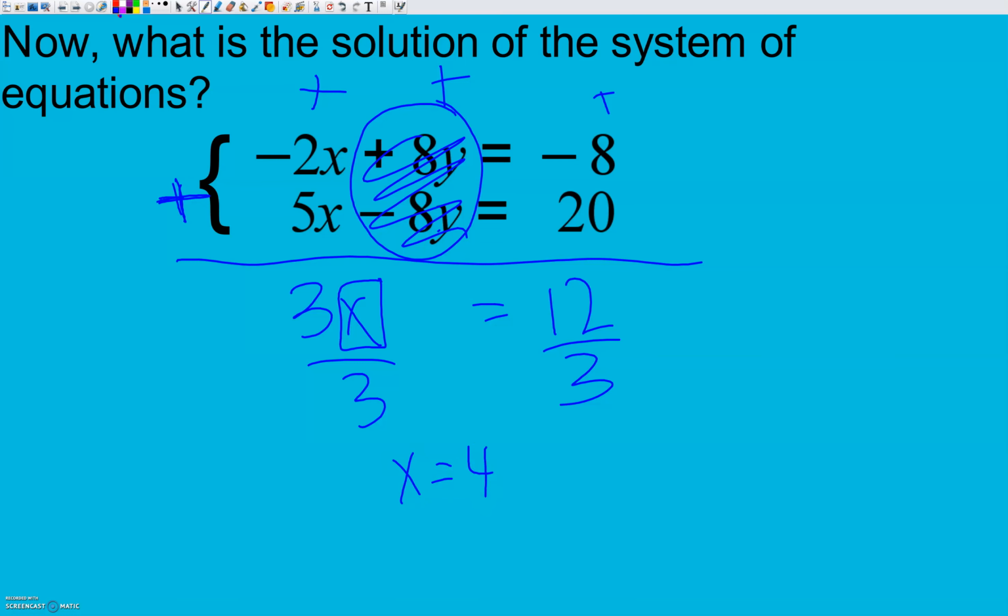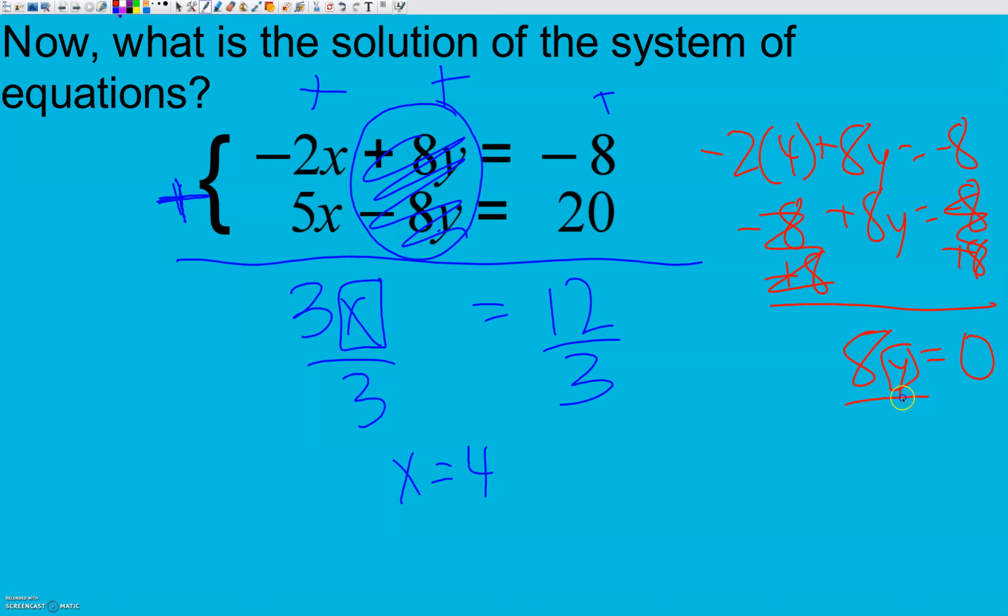I can take that 4 and plug it into any equation that has both an x and a y to find my solution. I'm going to plug it into my top equation. Negative 2 times 4 plus 8y equals negative 8. Add or subtract first. Keep in mind, guys, that just equals 0. And that's fine because when I divide to get rid of my multiplication here, I get 0.